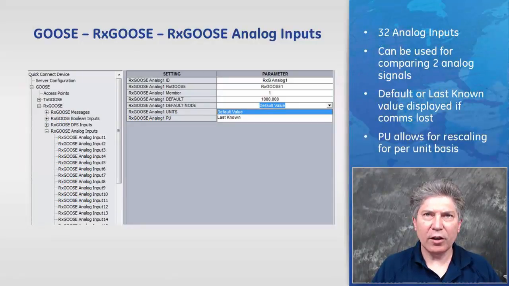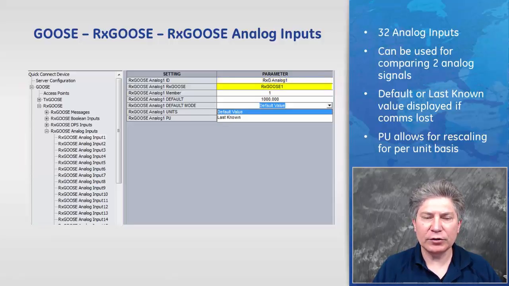Next, we'll look at the analog inputs. There are 32 analog inputs to program. These can be used as flex analog operands and flex elements. So we'll just go through the screens again. The ID can be changed here, but from the flex elements, it's still referred to as RX Goose analog 1 up to 32. Okay, so that still doesn't change.